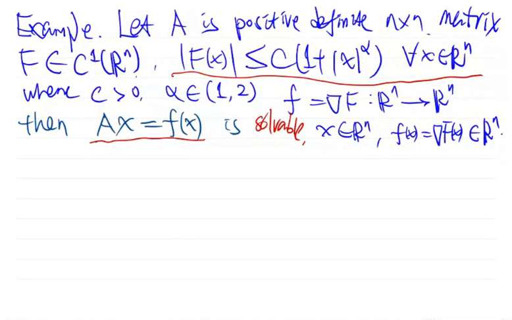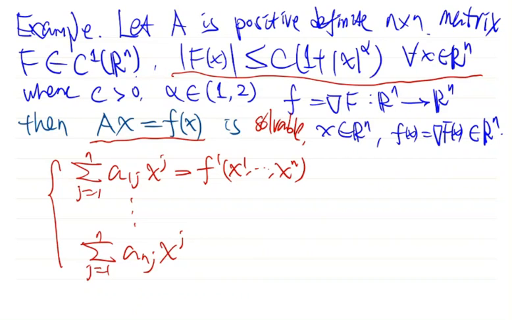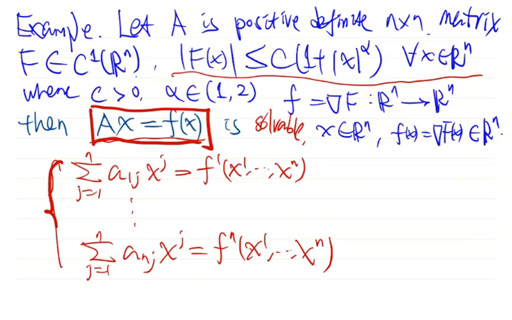This equation written component-wise is the sum over j from 1 to n of a_ij x_j equals f_1(x_1, ..., x_n), and so on, up to the sum over j from 1 to n of a_nj x_j equals f_n(x_1, ..., x_n). Okay, so our Ax = F(x) is a compact vector form of this component-wise system of n equations with n unknown variables x_1, ..., x_n.